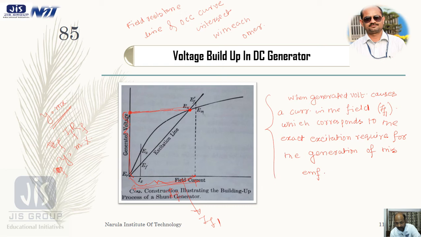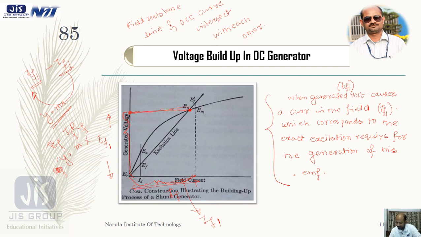So this decides the equilibrium point. That means if I take this value as EF1, suppose, then for the generation of this amount of voltage EF1 in the armature, the current which flows through the armature is IF1, and this IF1 is required for generation of this much EF1 voltage in the armature. So this is the point of equilibrium.